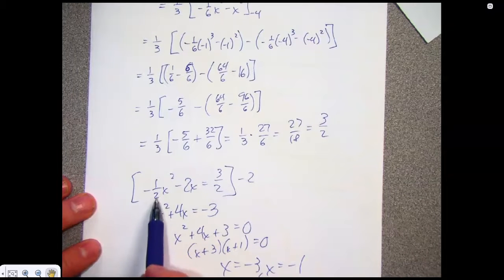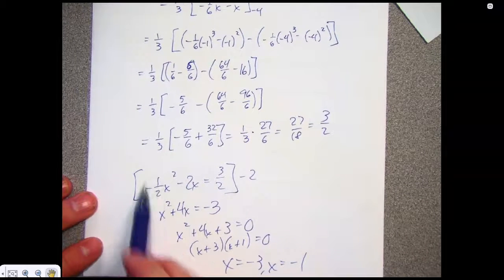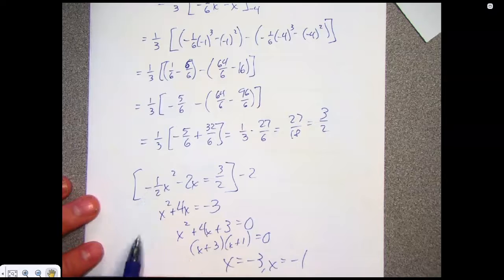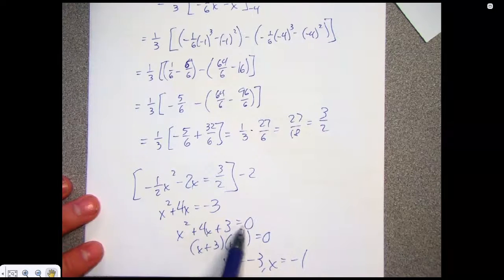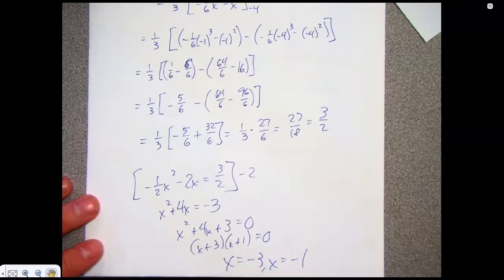So I multiplied everything by -2 to get rid of the fraction, because I don't want that fraction there, and I also don't want the x squared negative. So then I got x squared, positive 4x, negative 3. Bring everything over to the left because it's a quadratic so that you can factor and solve.